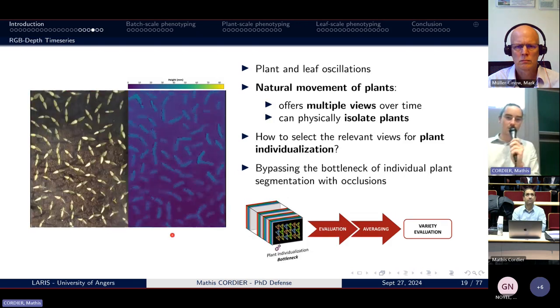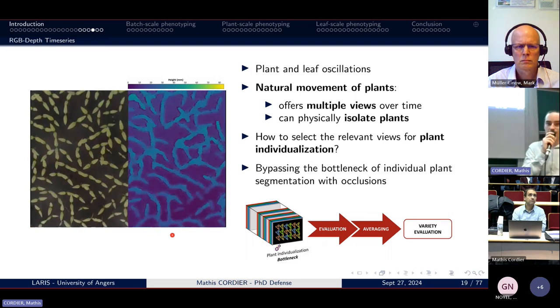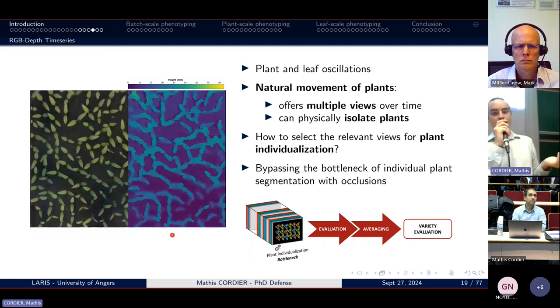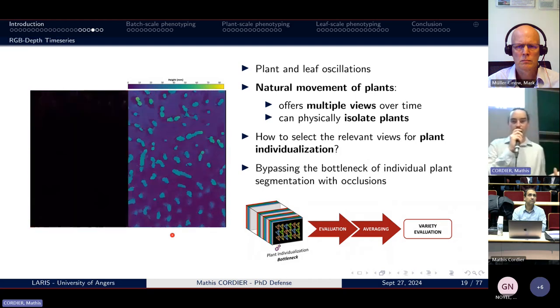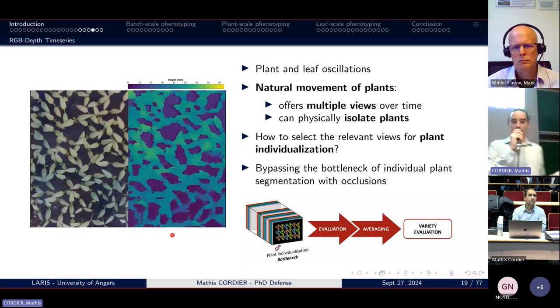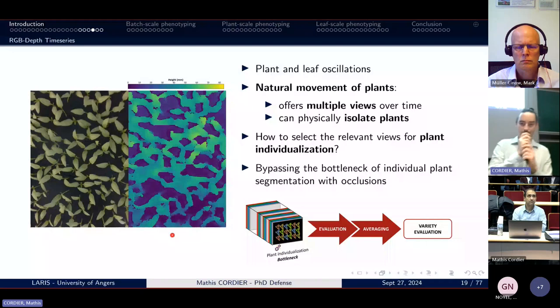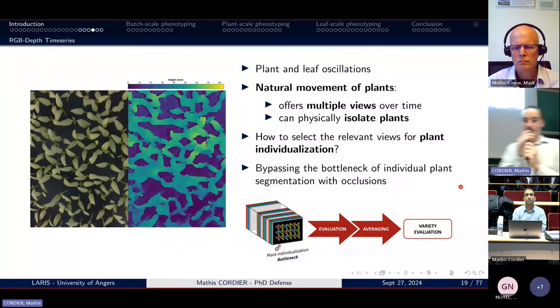Then, what we can see also is that we have a lot of plant and leaf oscillations over time. These natural movements offer multiple views of the plants, and they can also physically isolate plants. So here we will ask the question of how to select the relevant views for plant individualization. In this case, with this approach, the idea is to bypass the bottleneck of individual plant segmentation with occlusions by selecting the relevant views for plant individualization.